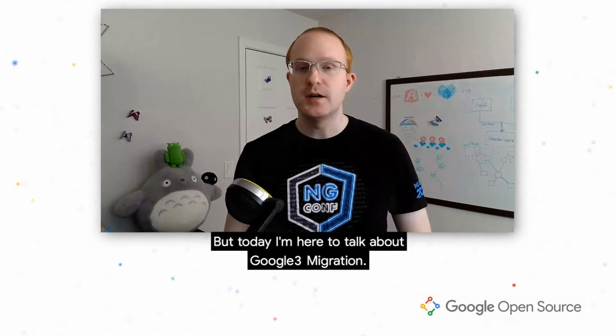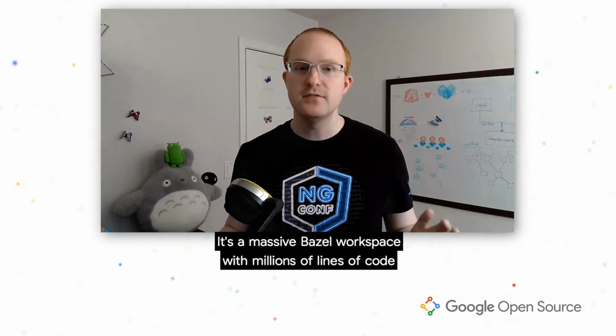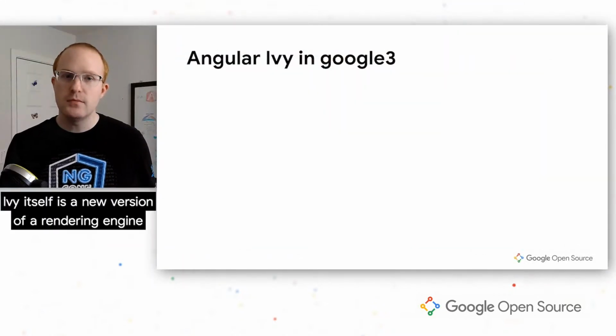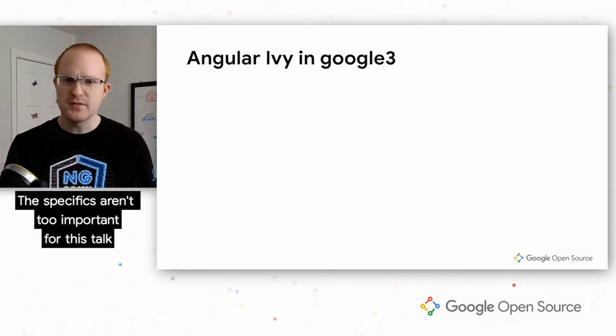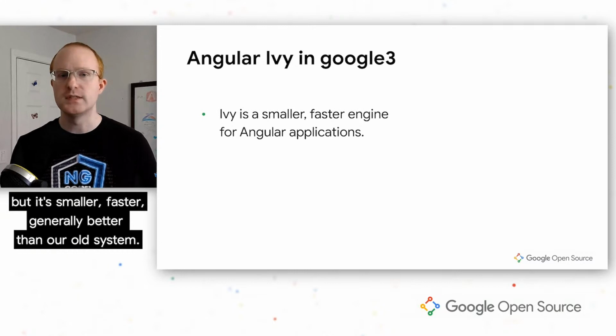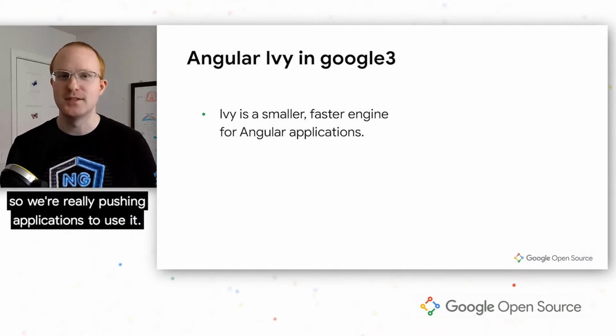But today I'm here to talk to you about a Google 3 migration. Google 3 is the mono repository which stores most of Google's internal source code. It's a massive Bazel workspace with millions of lines of code, and we want to upgrade it to Angular Ivy. Ivy itself is a new version of our rendering engine recently released by the Angular team. The specifics of it aren't too important for this talk, but it's smaller, faster, and just generally better than our old system. It also makes puppies and kittens happy, so we're really pushing applications to use it.